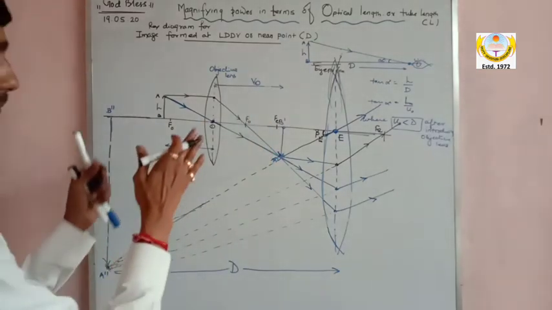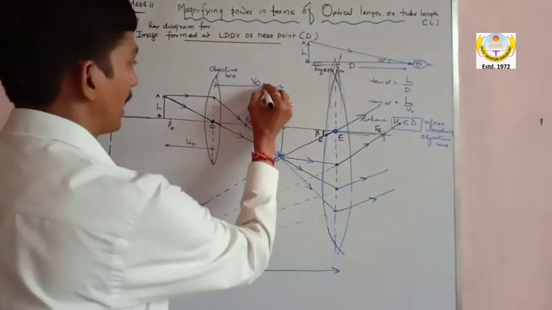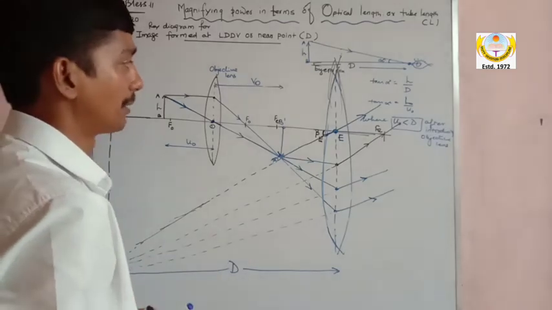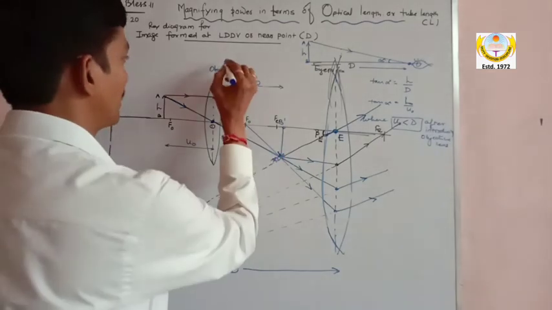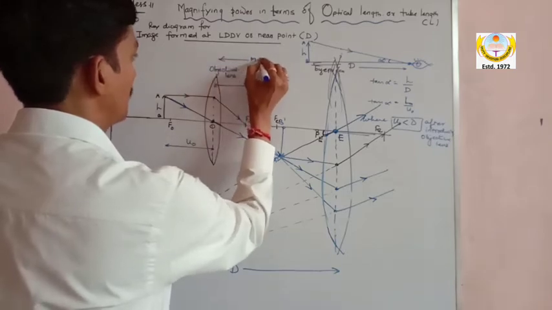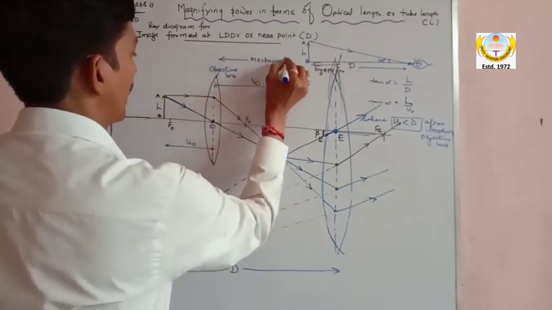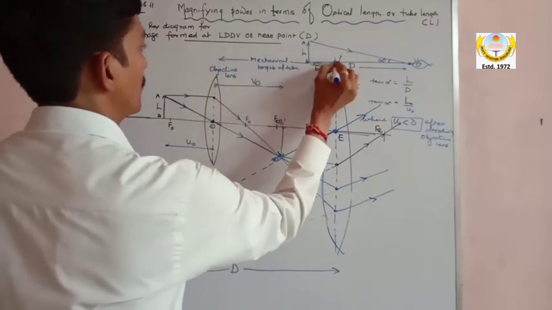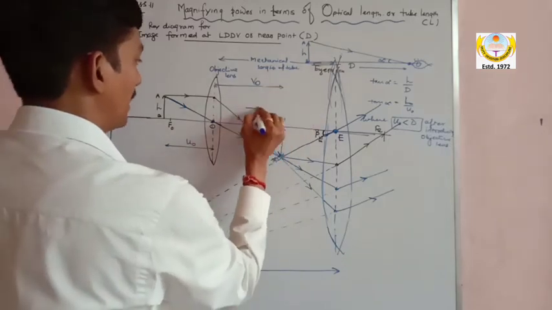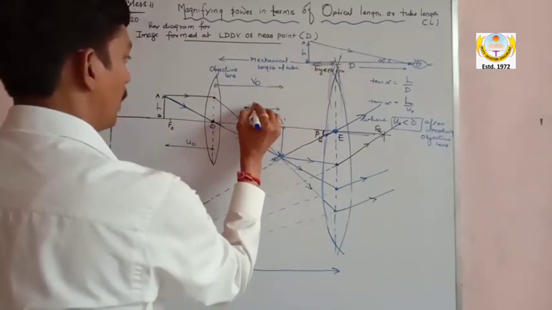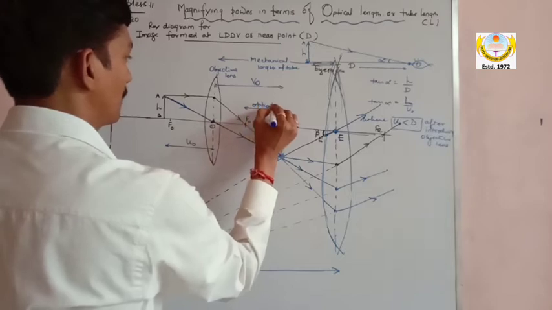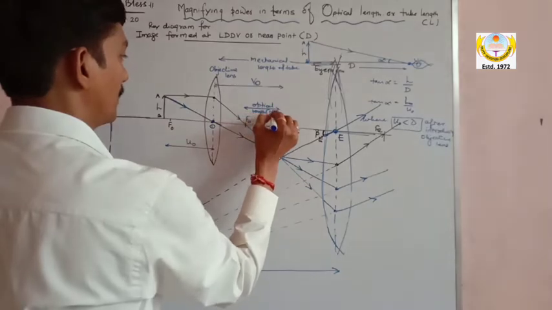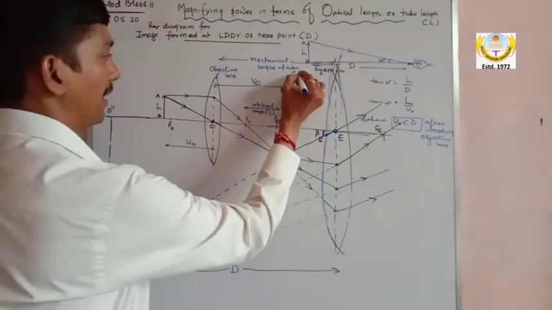So now, my dear, please take care. You all know the last two or three important points. The distance between the objective and eyepiece is your mechanical length of tube. And here, my dear, this is the optical length of tube. The tube length is denoted by L, and I treat this as L'.